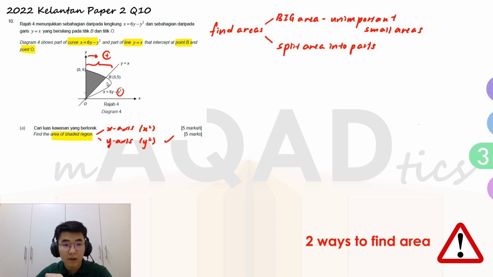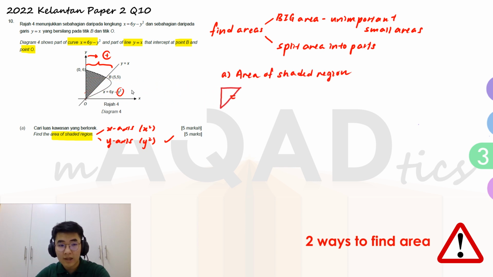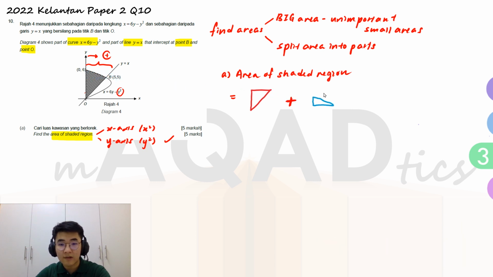Split the area into parts. So we can split this shaded region into two parts. One is here, this triangle, and the other part would be this, the one above. This is actually the area under the curve. So what is area under the curve? If you view this from the right side, this area is actually under this blue curve. Okay, so this is what we know as area under the curve.